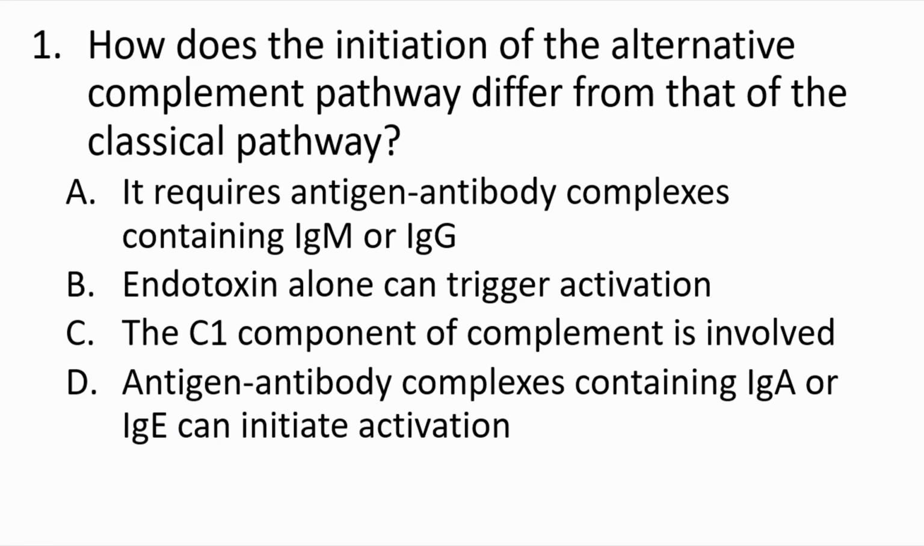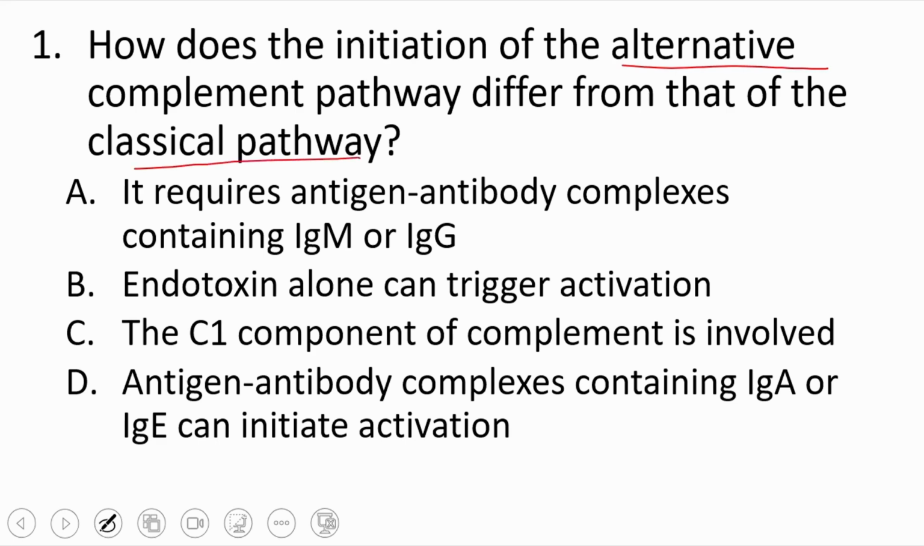How does the initiation of the alternative complement pathway differ from that of the classical pathway? So there are three pathways or cascades which will end up in activation of the complement system: classical pathway, alternative pathway, and lectin pathway. So what's the difference of the alternative pathway from the classical pathway?